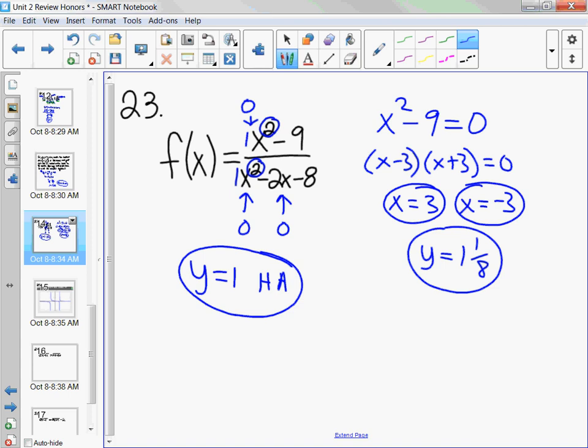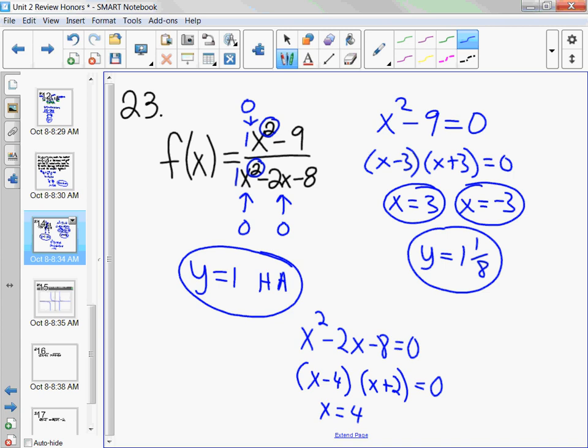To get my vertical asymptotes, I set the denominator equal to 0. I want to know what makes it 0, because if you divide by 0, it's undefined, and so my vertical asymptotes happen where the graph is undefined. So if I factor this, I know that x minus 4 times x plus 2 is going to give me that, and set that equal to 0. And so my solutions are x equals 4 and x equals negative 2. Those are going to be my vertical asymptotes.